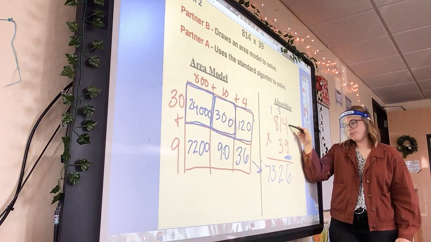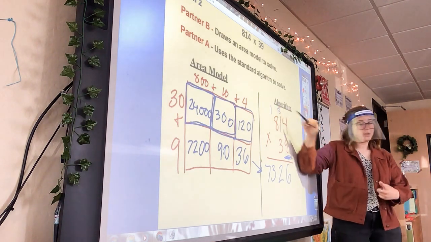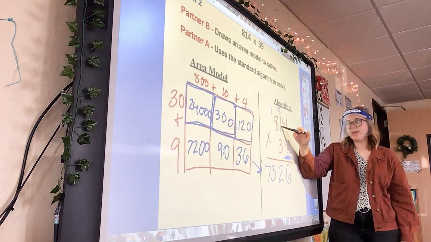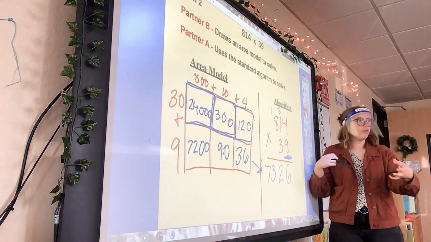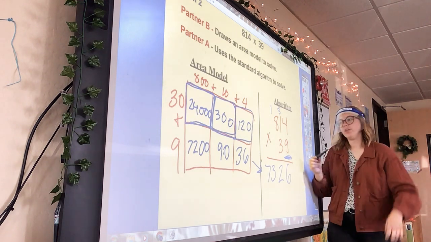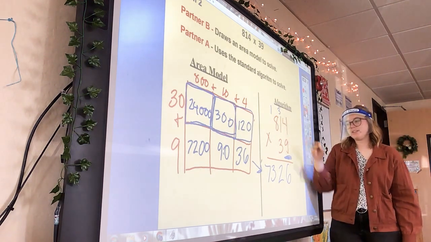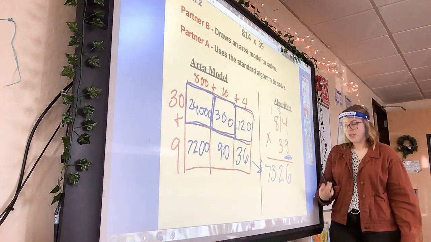So 9 times 4 was 36, so the 6 comes down. The 3 carries over to the tens place. So then it becomes 9 times 1 plus 3. Okay, we have to add in what we carried over, what we bundled over. If we're thinking of a place value chart, right? We bundled it over. So 9 times 1 plus 3 gives me 12. So the 2 comes down, the 1 carries over, so on and so forth.